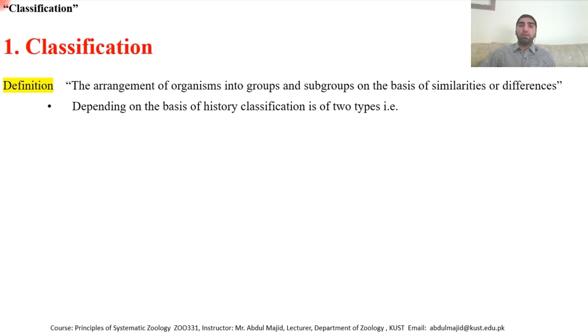So first we will define classification. Classification can be defined as the arrangement of organisms into groups and subgroups on the basis of similarities or differences. This is what is called classification.